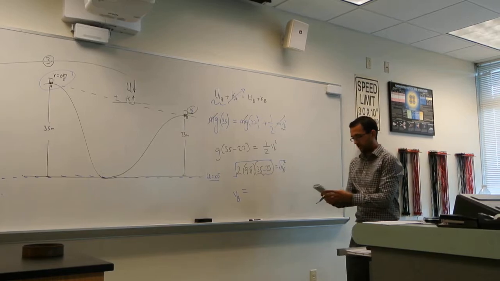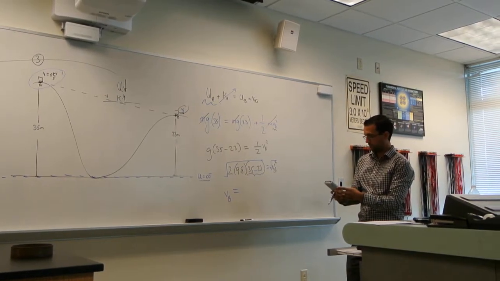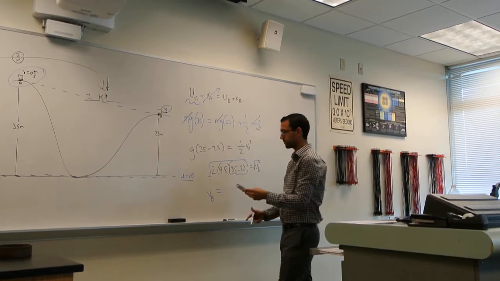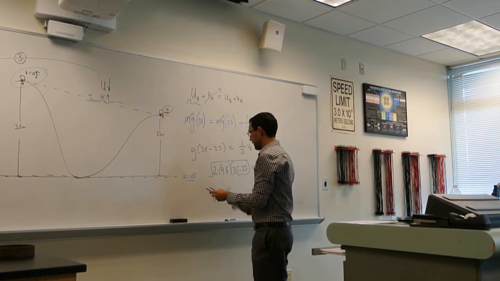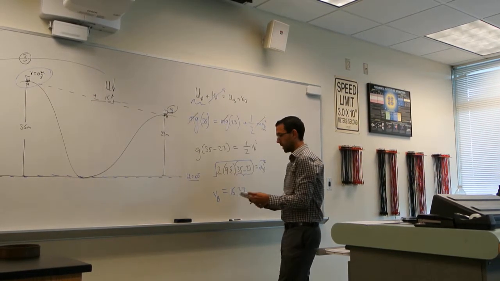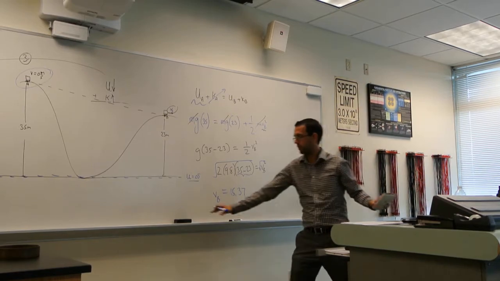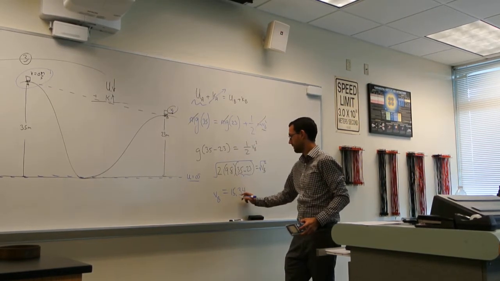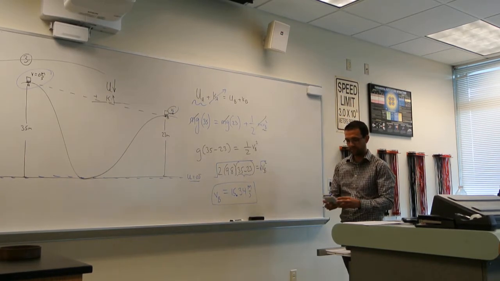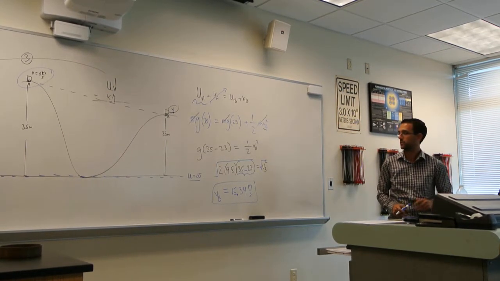All right, so take a look. 35 minus 23 multiplied by 9.8 multiplied by 2, and then we're going to take the square root of that. So the speed of the train when it reaches point B is 15.37. And what are the units? Sorry, meters. Meters per second. Excellent. So there it is, 15.34 meters per second.